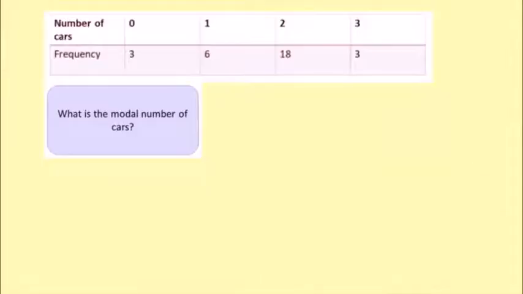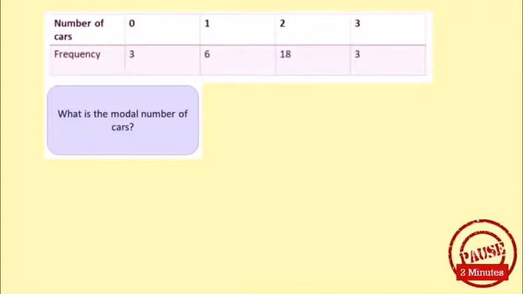Right, so this table could represent the number of cars in each household on a particular street. So there would be 3 houses with no cars, 6 houses with 1 car, 18 houses with 2 cars, and 3 houses with 3 cars. Right, so your first question is, what is the modal number of cars? Press pause, give yourselves a couple of minutes, and then we'll go for the answer.